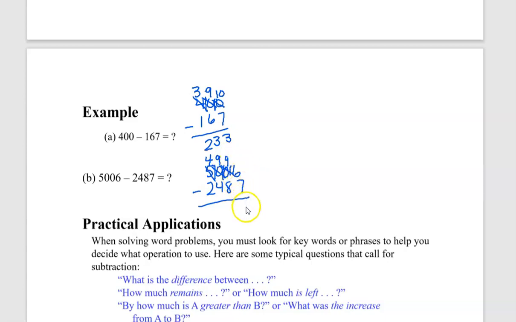Now I can do 16 minus 7, which is going to be 9. 9 minus 8 is 1. 9 minus 4 is 5.